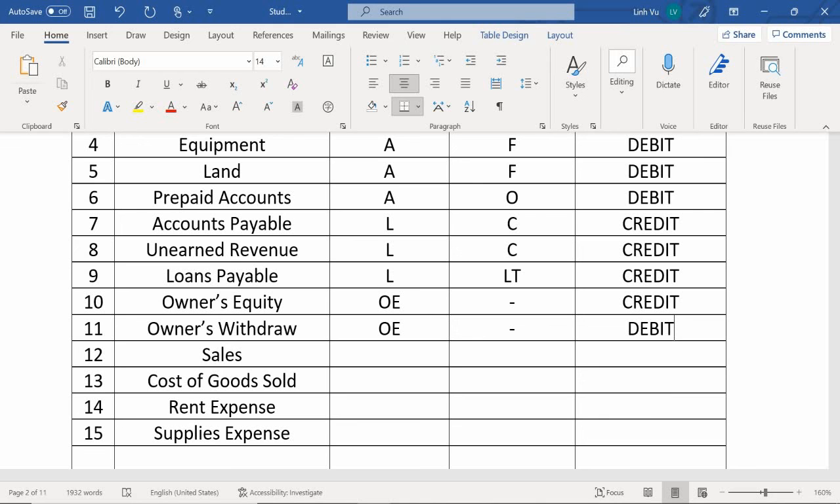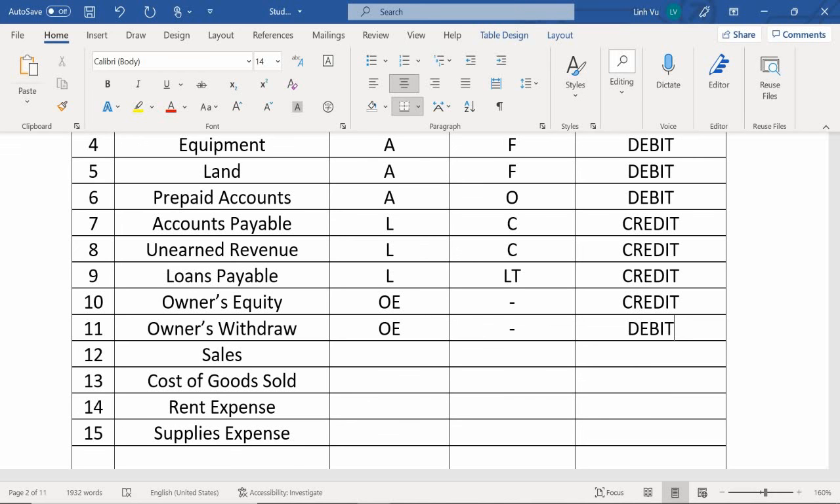That's correct. You're correct, if we're applying it to a double entry system, right? If you're going to take money away from the company, how are you going to take it away? Well, you need to decrease your cash, right? By increasing your owner's withdrawal. That's correct.